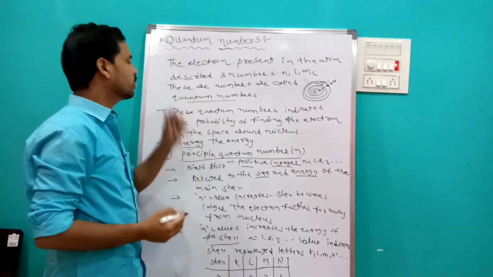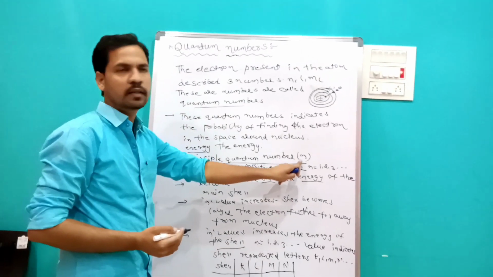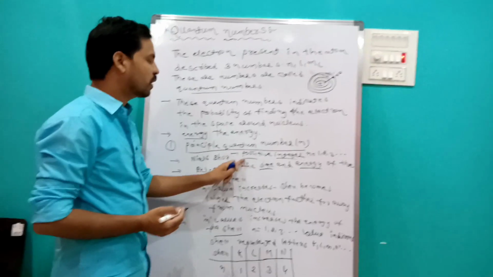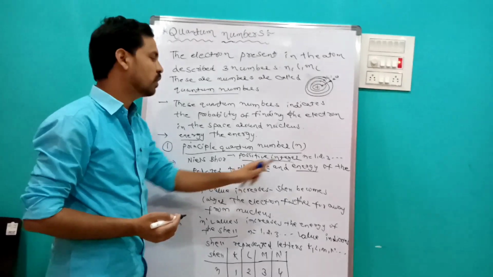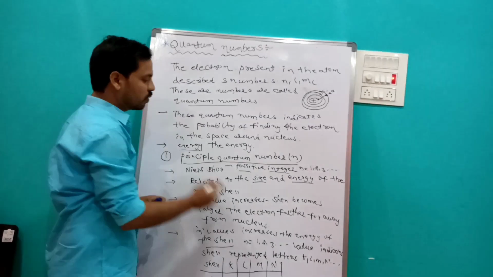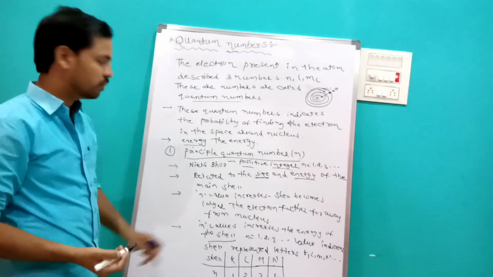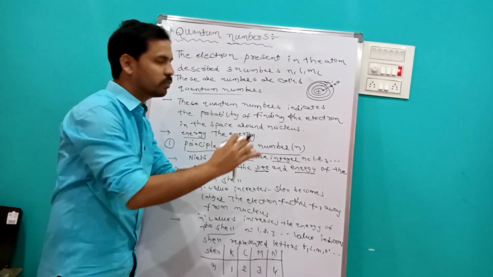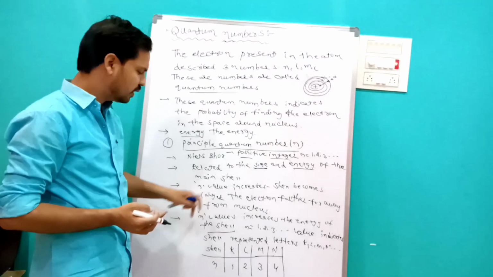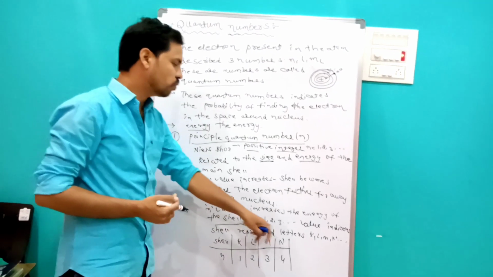Among the quantum numbers, the first quantum number we are discussing here is the principal quantum number. It is denoted by n. It was introduced by Niels Bohr. The principal quantum number has positive integer values: n is equal to 1, 2, 3. It is related to the size and energy of the main shell. If the n value increases, the shell becomes larger, so the electron is further away from the nucleus. If the n value increases, the energy of the shell also increases. That is indicated by n equal to 1, 2, 3.